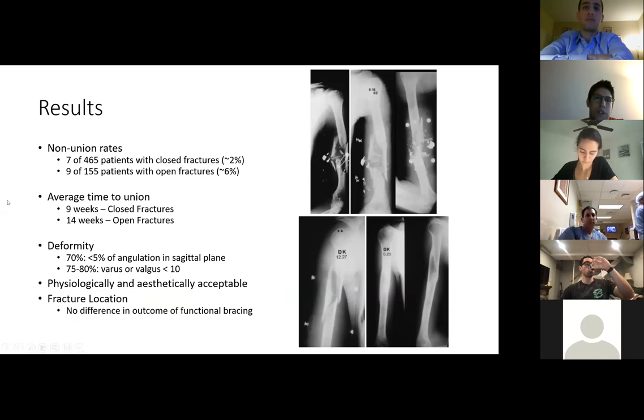In these patients, the 465 of them that had closed fractures, only 7 of them had non-union, around a 2% rate.